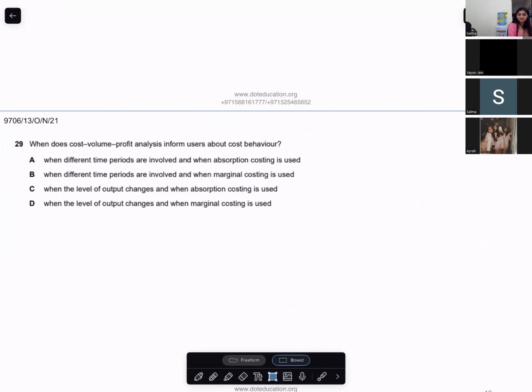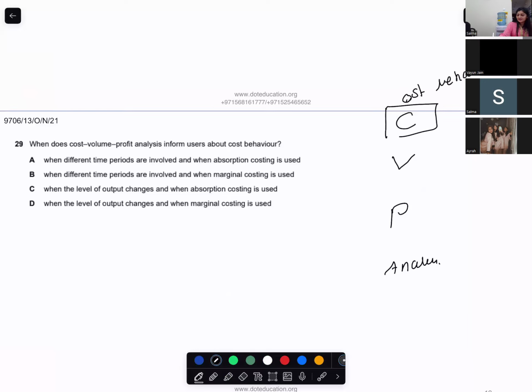Please read the question. When does cost, volume, profit analysis inform users about cost behavior? Okay, so when does this cost volume profit analysis inform about the cost behavior? Tell me, what is the behavior of cost? When does cost increase?